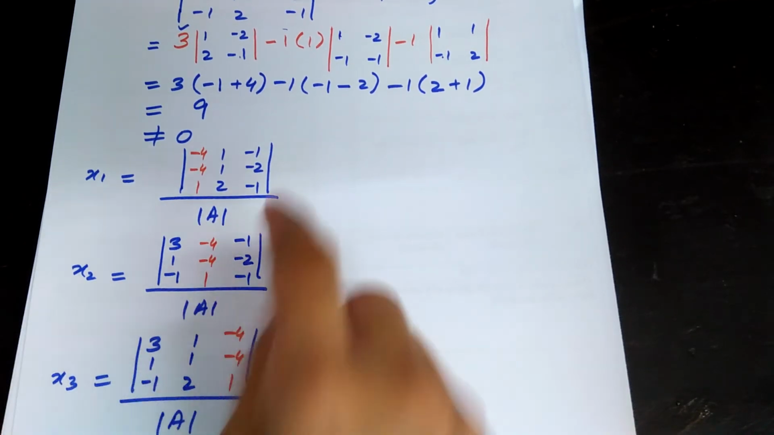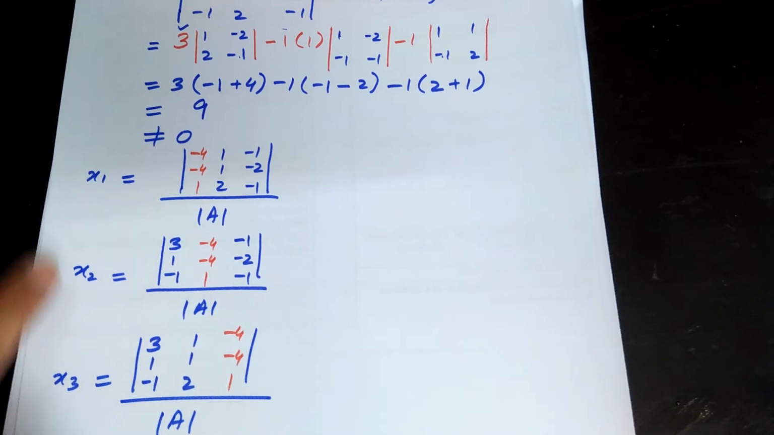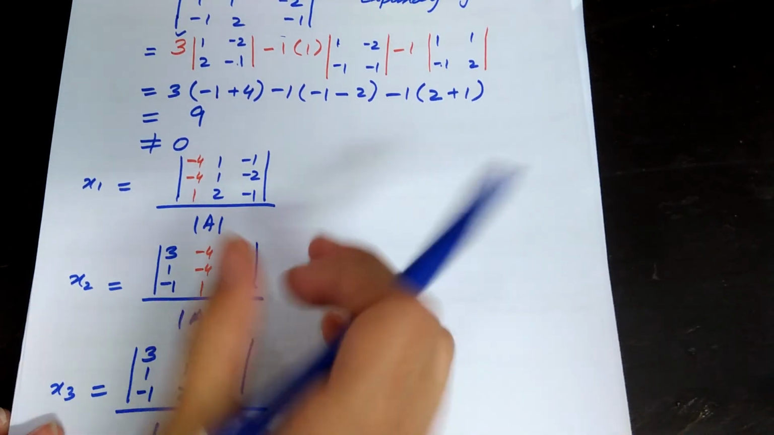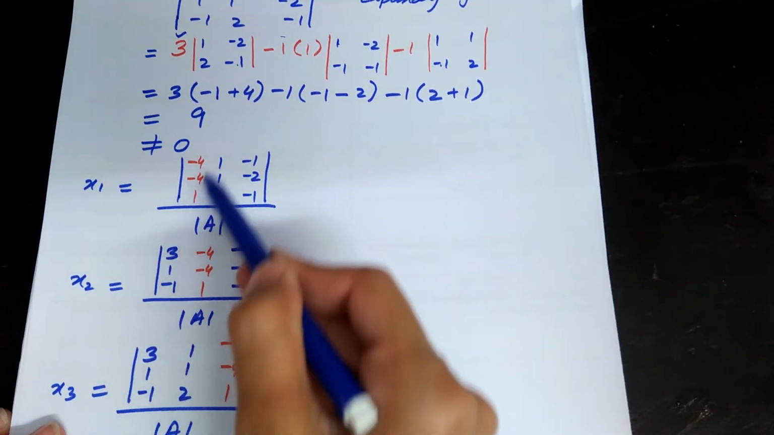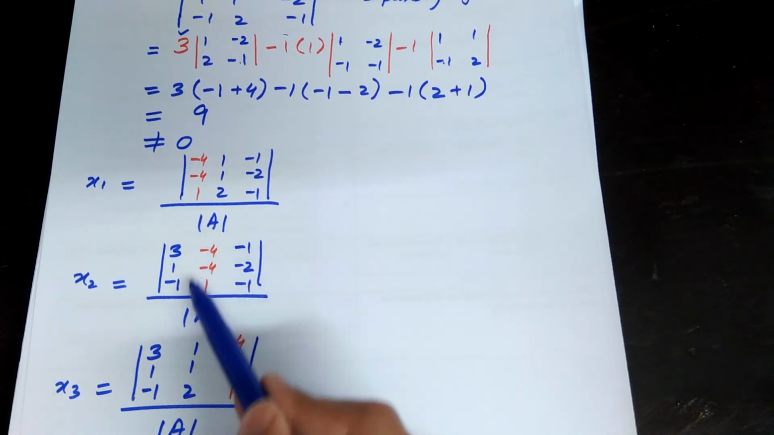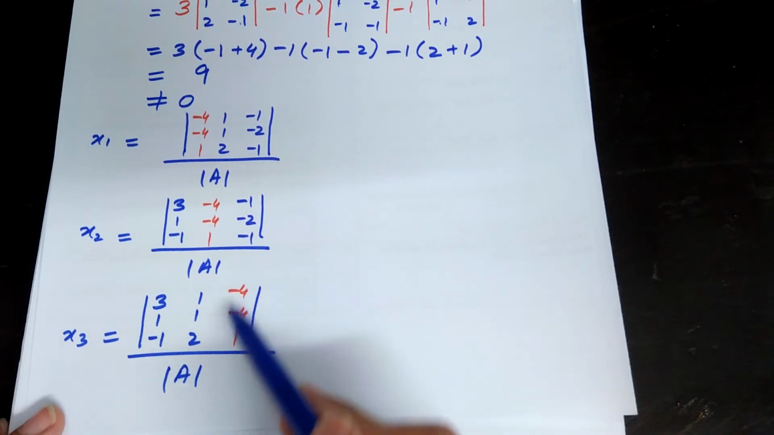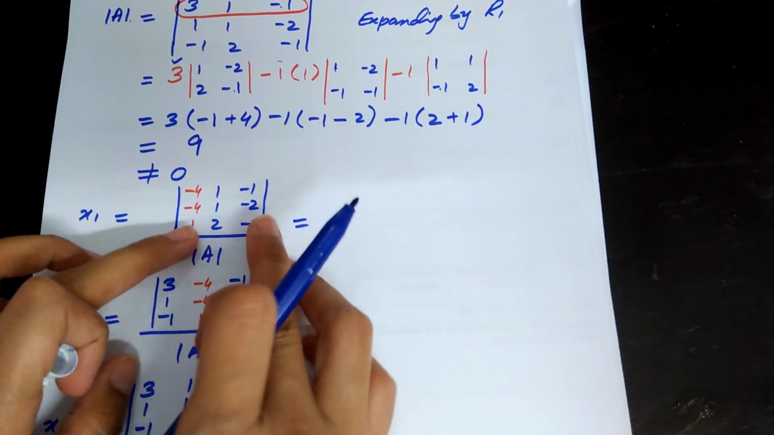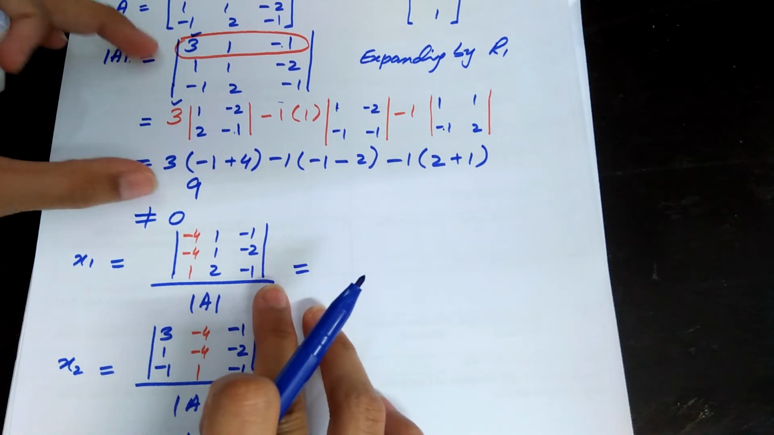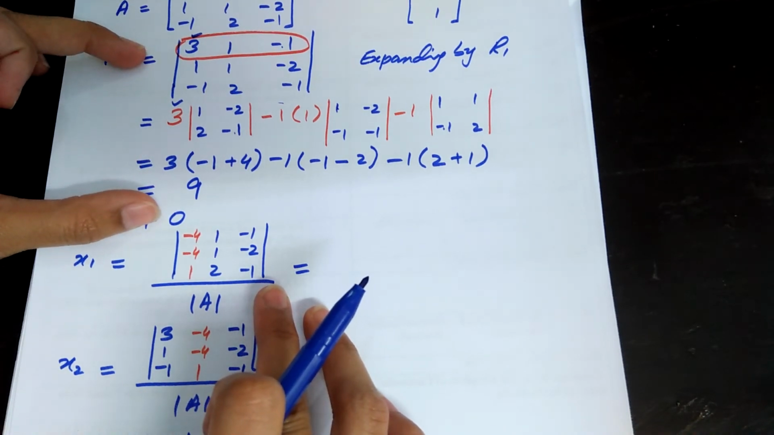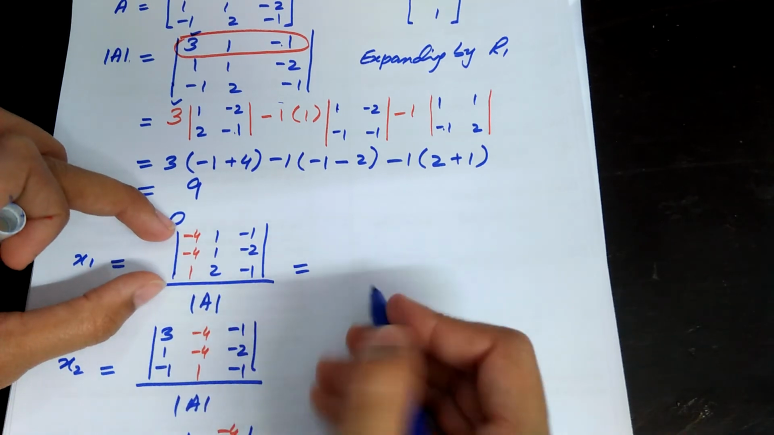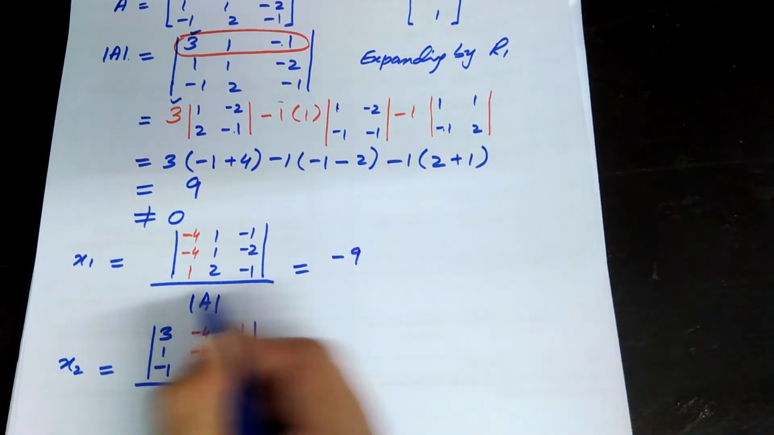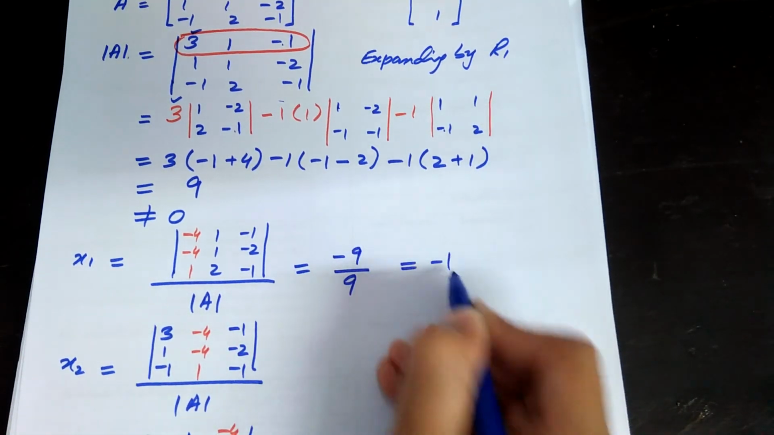So by evaluating these determinants you can find your x1, x2 and x3. You can observe, complete A matrix but replace your first column with the b value. For x2 replace your second column with the b value. For x3 replace your third column with the b value. Now you know very well how to evaluate the determinant for a 3x3 matrix by using the same pattern that I showed you here for the A matrix. After evaluating, the numerator will be -9 and your A determinant is 9. So you will get -1.